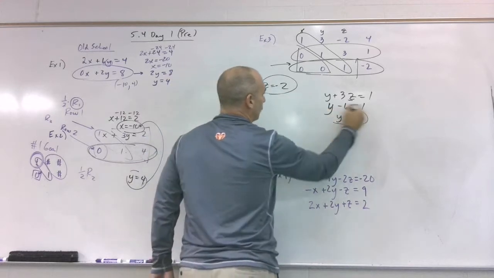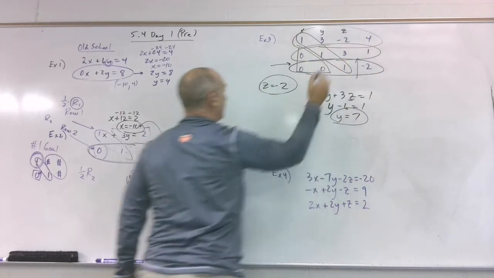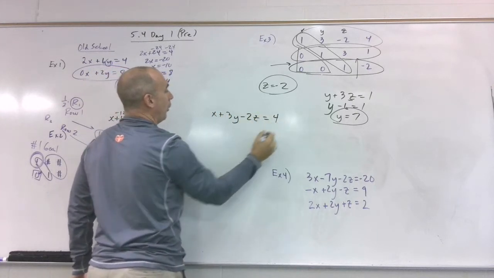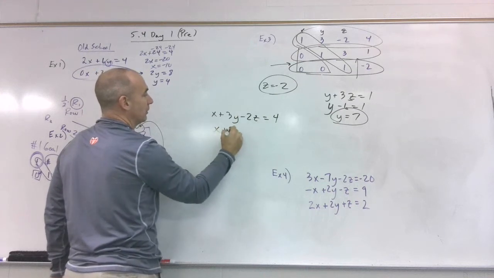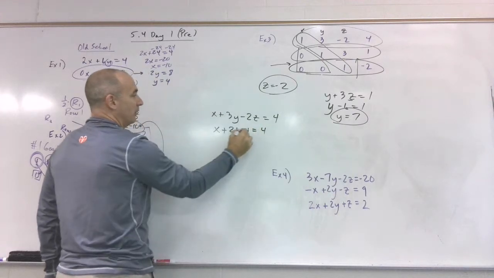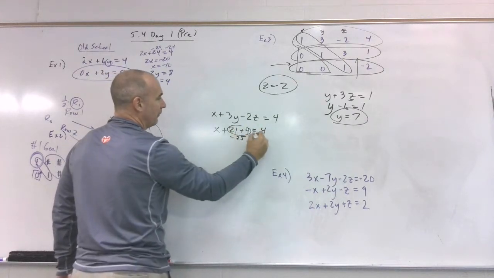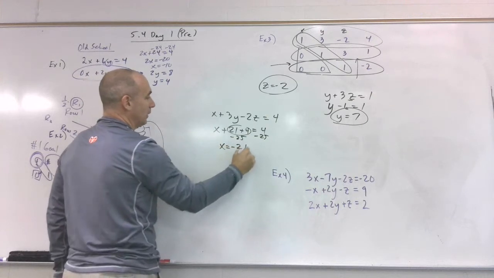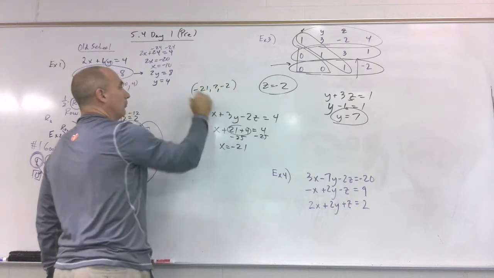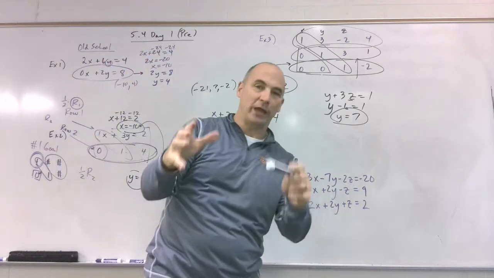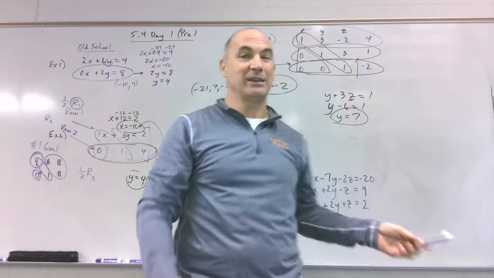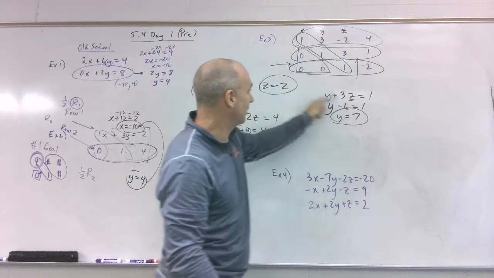Now I know z is -2 and y is 7. I'm going to put it in this top one, which says 1x plus 3y minus 2z equals 4. X plus 3 times y, which would be 21, minus 2 times z, which would be 4, equals 4. So this is 25, so I'm going to subtract 25 from both sides, so I get x is -21. So my answer would be -21, 7, -2. So even with this problem spoon-fed, perfectly placed in Gaussian language, it still takes quite a bit of work.